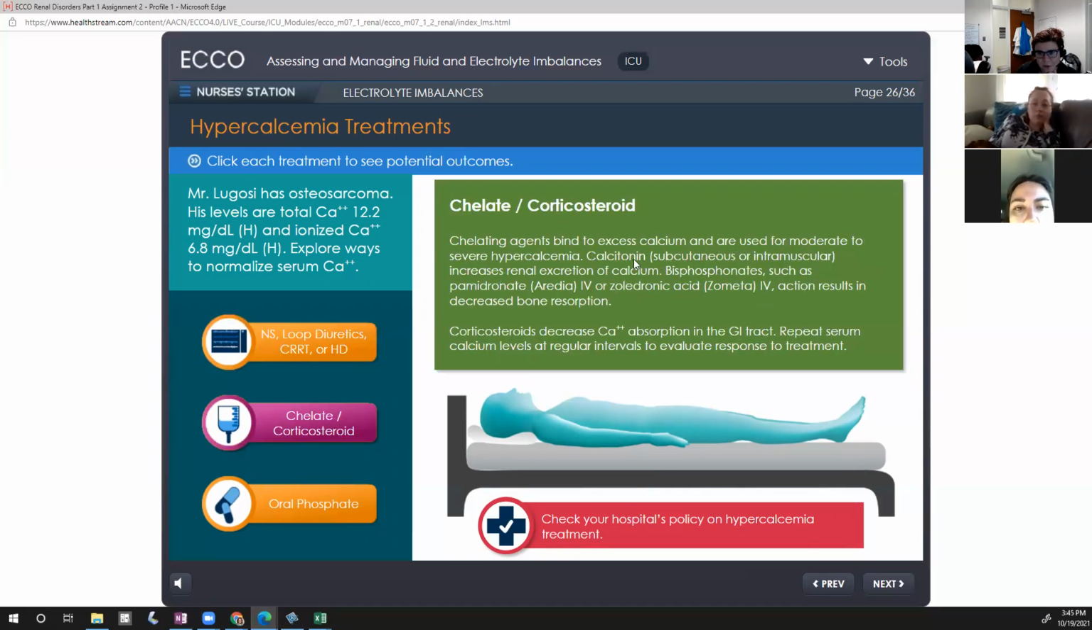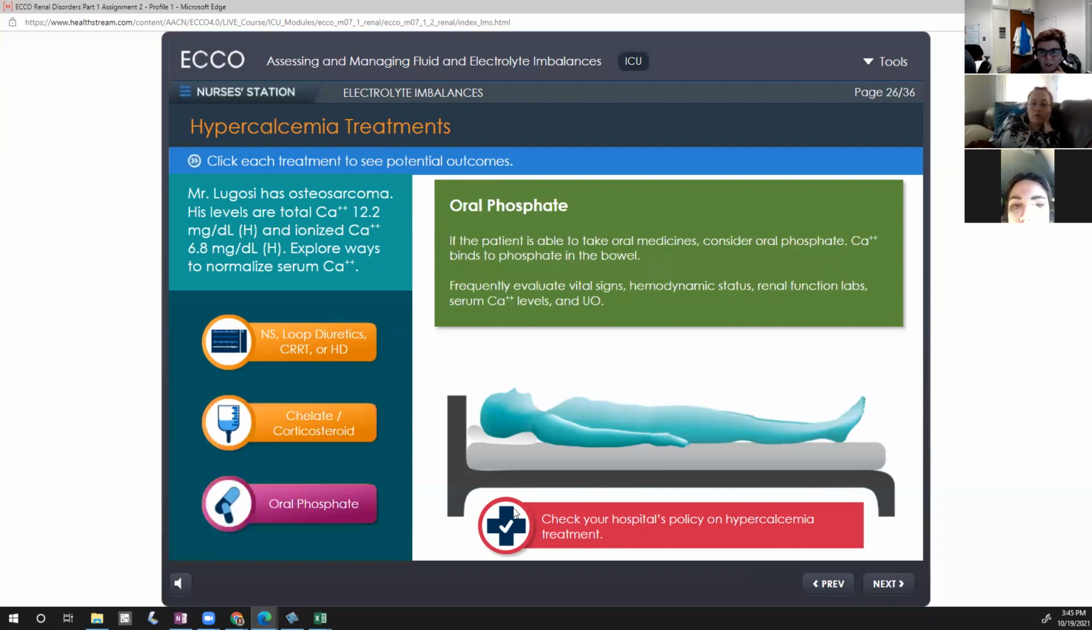Chelating, so using calcitonin or bisphosphonates. And then corticosteroids. So if your patient's on chronic corticosteroids, something to keep in mind is their calcium level, especially if these patients are fall risks. And then giving phosphate.